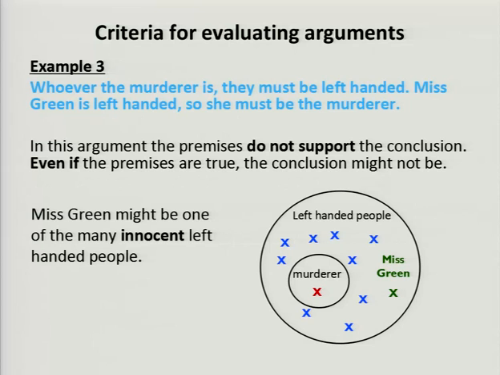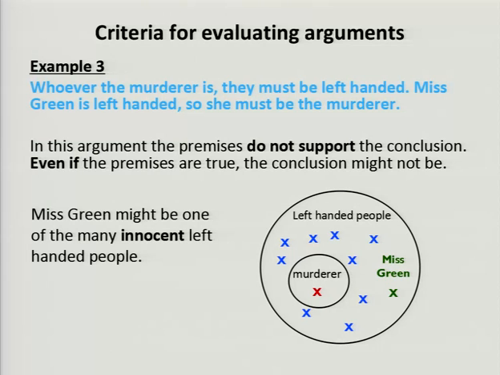Okay. So let's toy with these examples a little more. A lot can be gained by turning the knobs on examples like this. Whoever the murderer is, they must be left-handed. Miss Green is left-handed, so she must be the murderer. So in this case, the premises do not support the conclusion. And again, this is really easy to see if you use this image that we have here below.